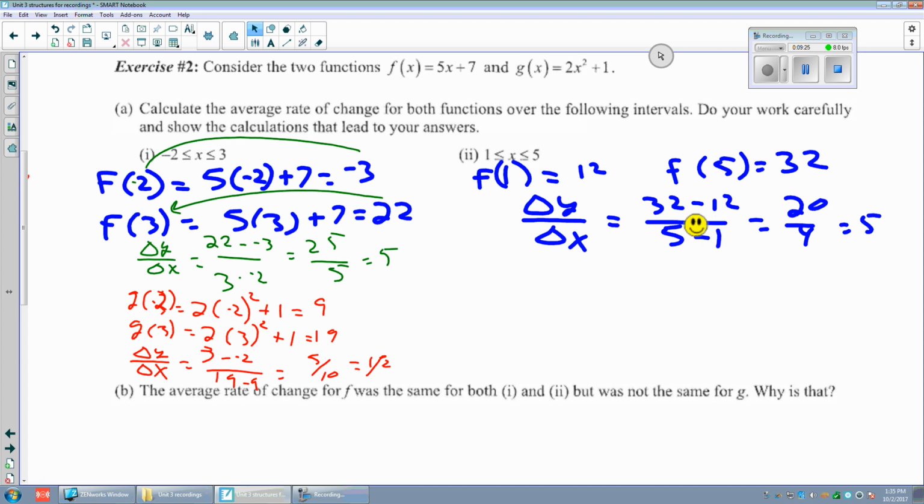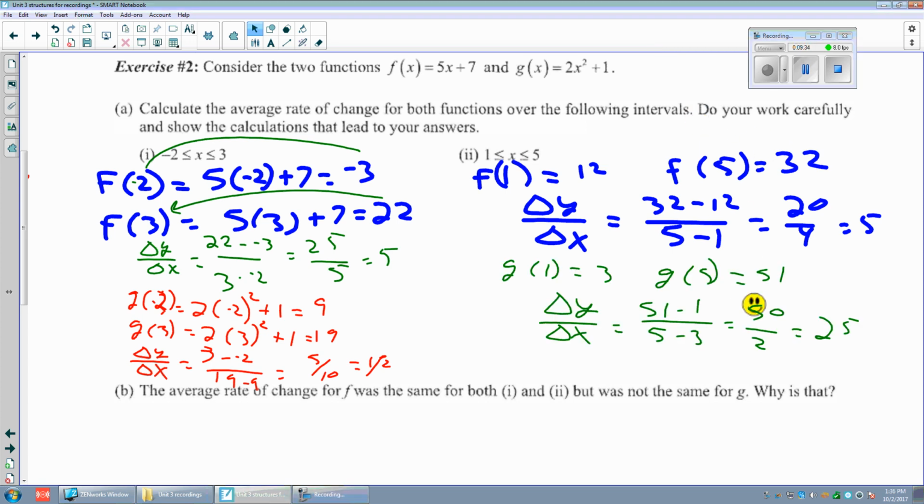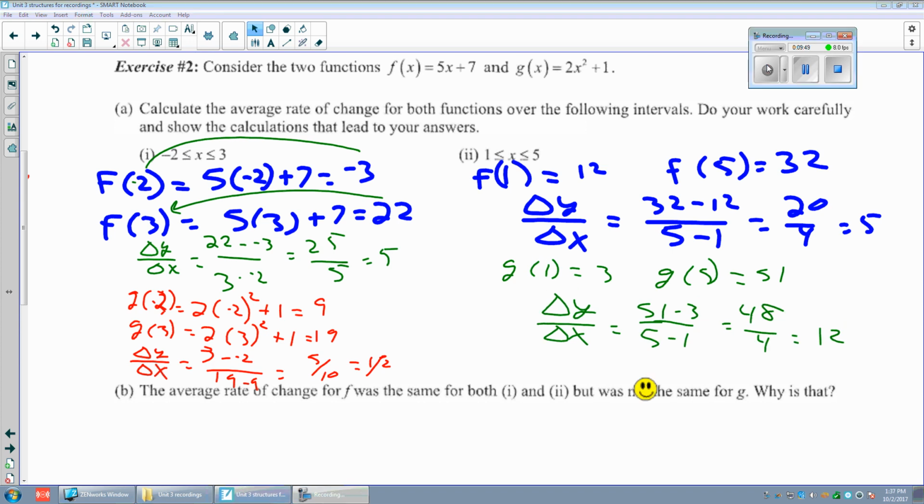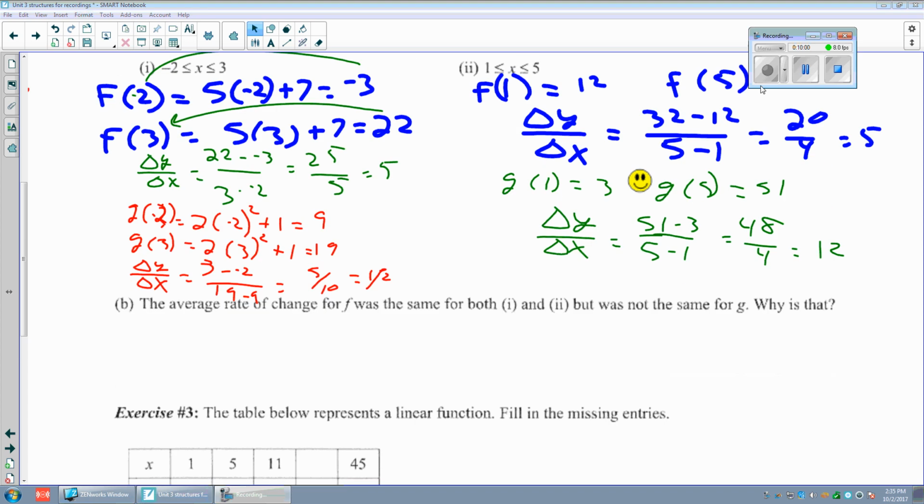The 12 matches up with the 1. The 32 matches up with the 5. Extremely important you do that. It's extremely important that the 51 matches up with the 5. The 3 matches up with the 1. That's a little bit better. Just gotta always check. The 5 and the 1, 51 and the 3.